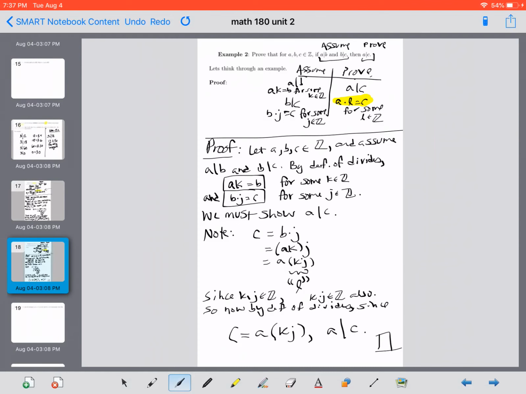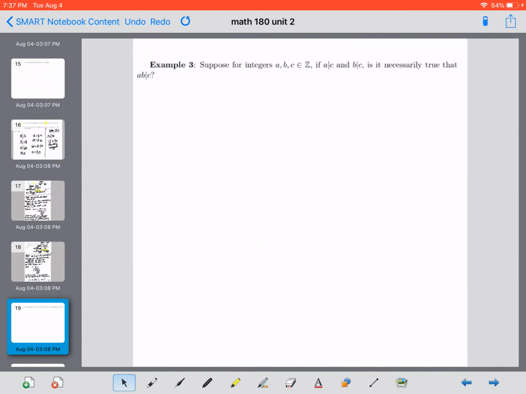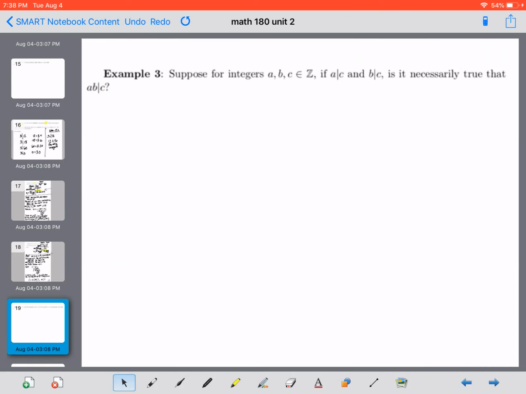One last example. Alright, example 3. Suppose for integers a, b, and c, that if a divides c and b divides c, is it necessarily true that a times b divides c? This is different because they haven't told you it's true. They haven't told you to prove it. They want you to figure out if it's true.